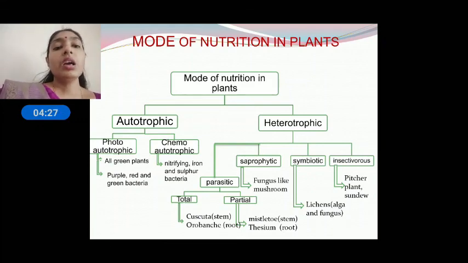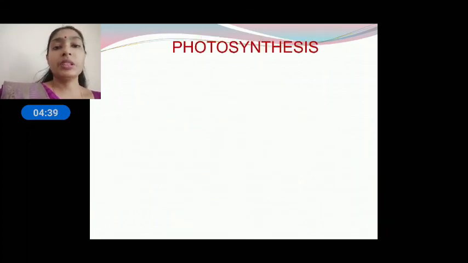Today we will discuss photoautotrophic nutrition, and afterwards we will discuss heterotrophic nutrition. Photoautotrophic nutrition is nothing but photosynthesis. In the presence of sunlight, how plants prepare their food with the help of carbon dioxide and water, that is photosynthesis.